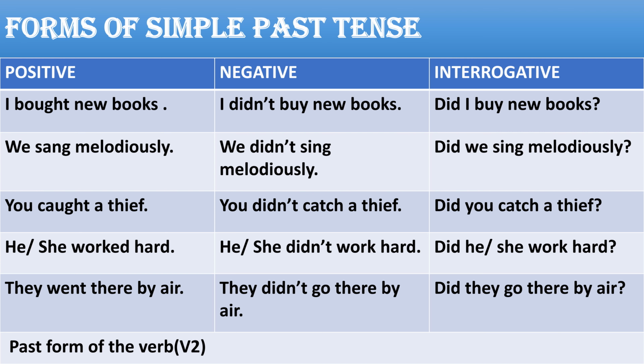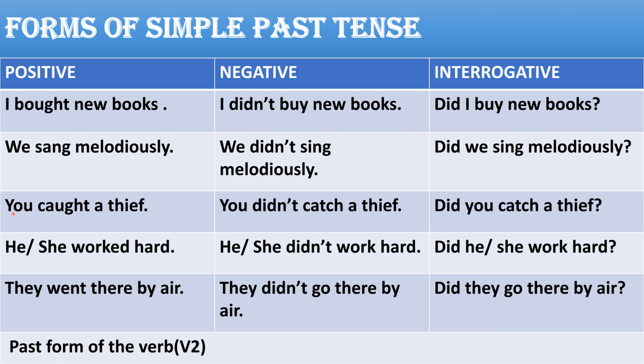Let's learn about the forms of simple past tense: positive, negative and interrogative. If I use I: I bought new books. I didn't buy new books. Did I buy new books? So here in negative we are using didn't and V1, and in interrogative we are using did and V1. Now next is: we sang melodiously. We didn't sing melodiously. Yes, we must keep in mind that we will use V1 in negative and interrogative sentences when we are using did. Did we sing melodiously?